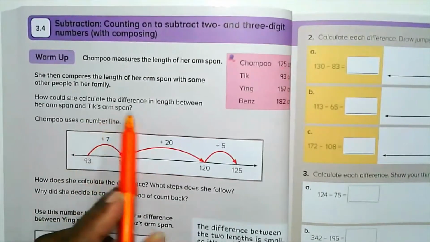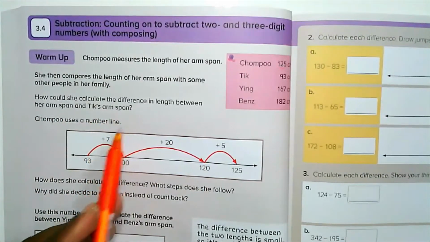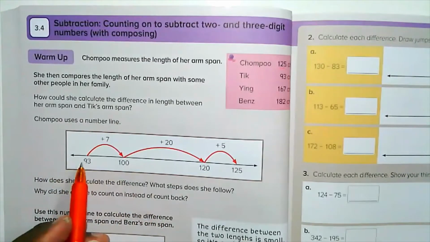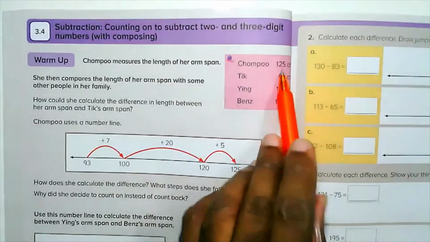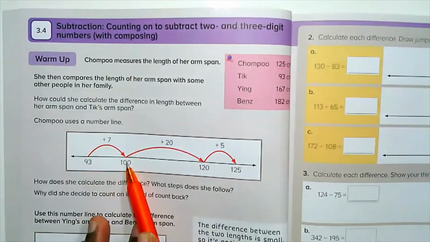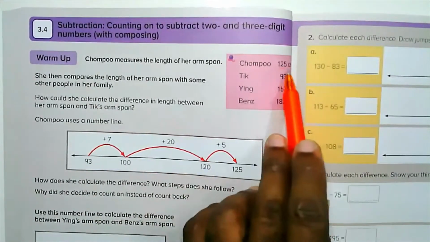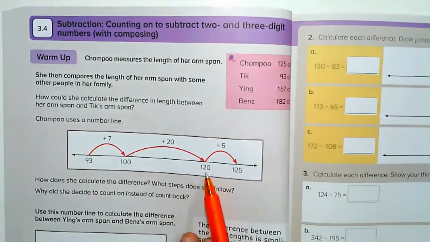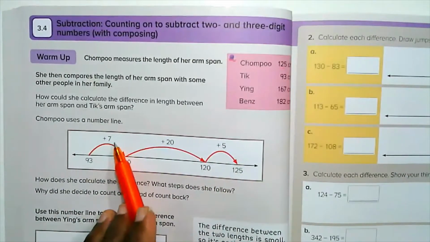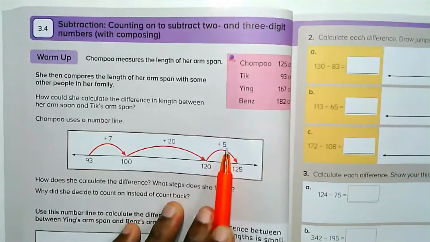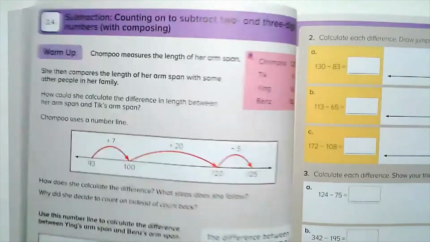So how could she calculate the difference in length between her arm span and Tick's arm span? That is, counting from the lesser number, which is Tick's number, 93, onto 125. Make it a round figure, 100, that is plus 7. Then plus 20, because we're looking at 125, so plus 20 will be 120, then add the next 5. Then add up these numbers and you find the difference. So 7 plus 20 plus 5 will be 32. So 32 is the difference.